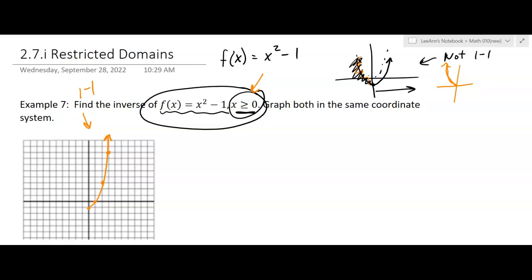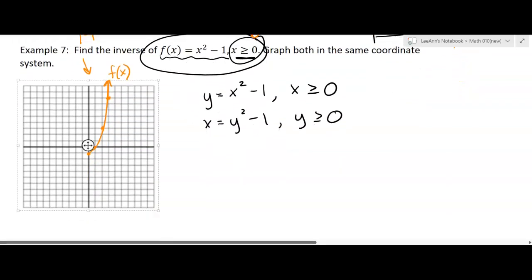Okay, so there's the function. That's all we've done so far, is we graphed the function. This is f of x. Now we have to find the inverse. Okay, so take the function and put in y equals x squared minus 1, and the restriction is that x is greater than or equal to 0. Now we're going to switch x and y. And notice that I also do it for the restriction. Okay, so we switched x and y. Now we've got to solve for y.